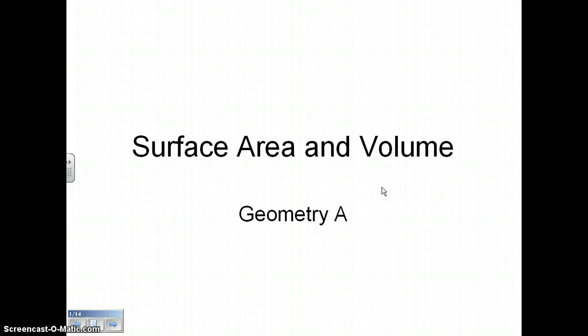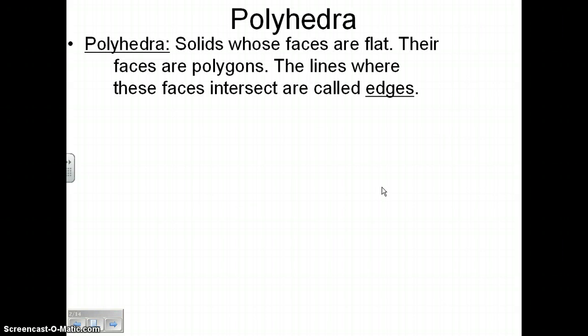Okay, today we're going to talk about surface area and volume, specifically of prisms and pyramids. But first we need to know the definition of a polyhedra. A polyhedra is a solid whose faces are flat. Their faces are polygons. The lines where these faces intersect are called edges.